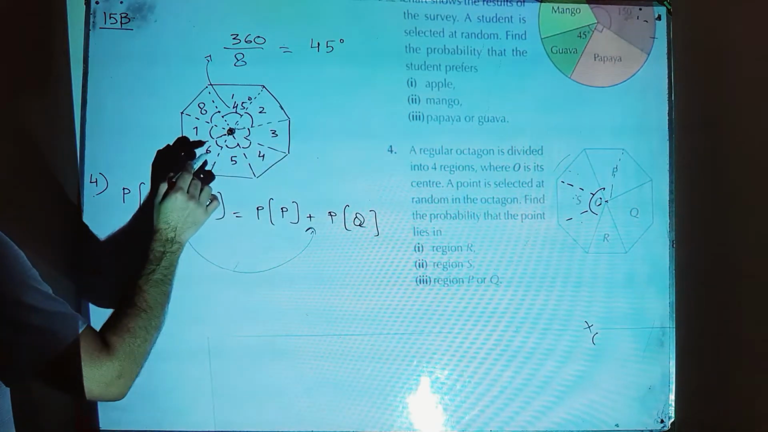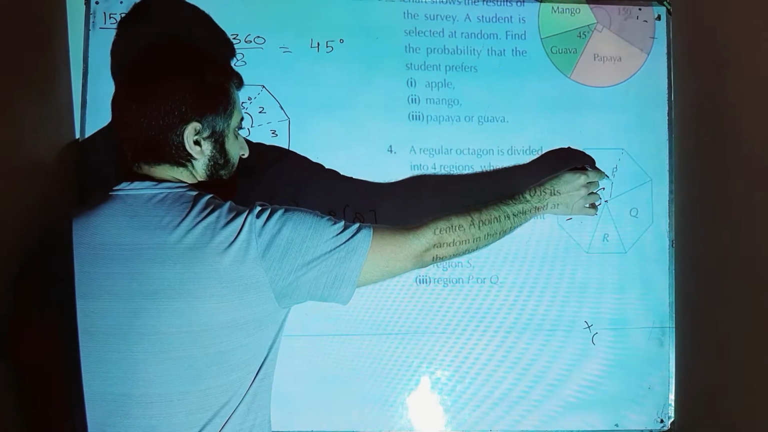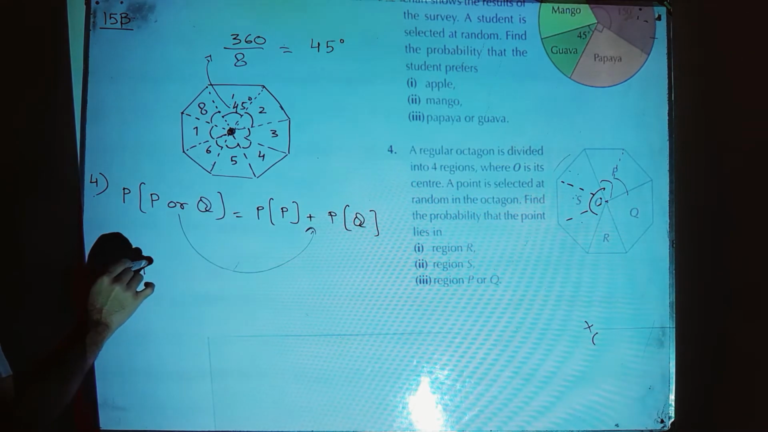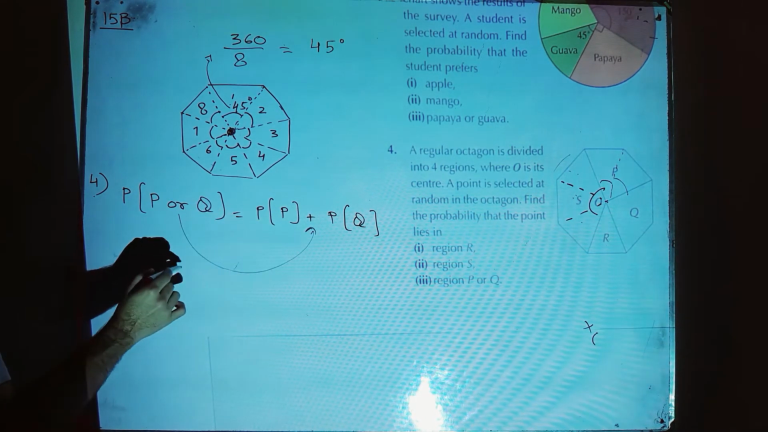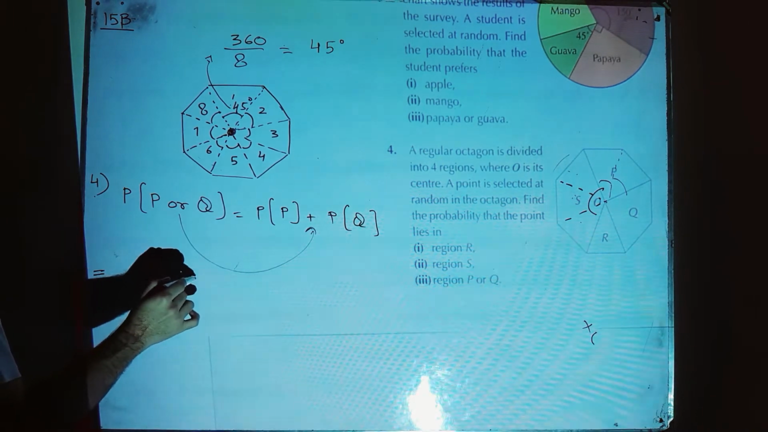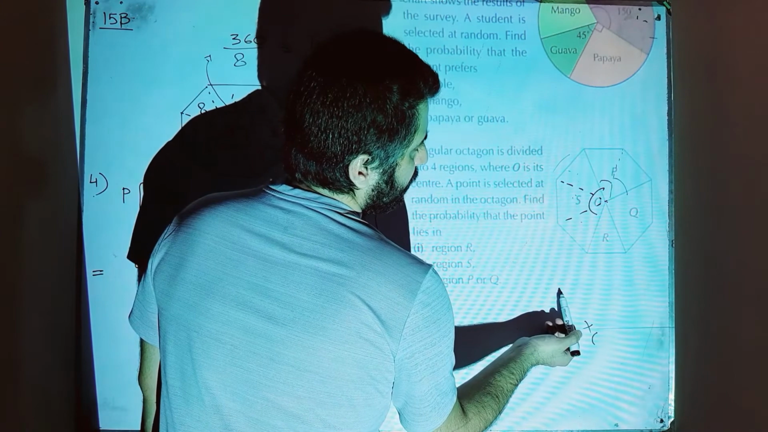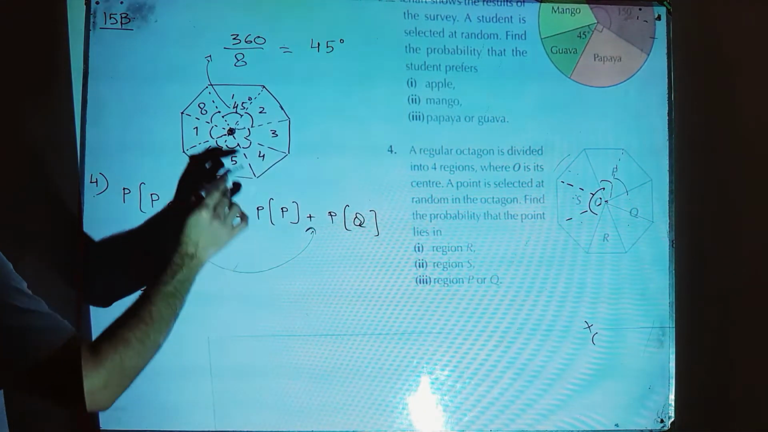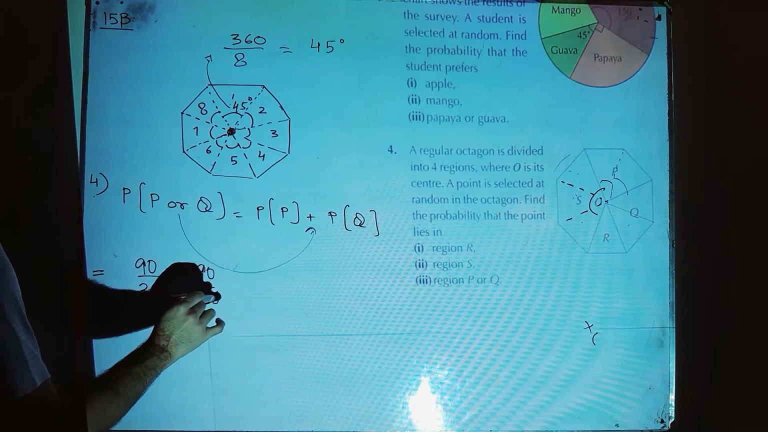1 and 1, 2. So one sector has 45 angles, so two sectors each 45 and 45, 90. And total angle is 360. This is the probability of landing your point in the region P plus the probability of having your point in Q. How many sectors are being covered in Q? 1, 2. And you know each sector has the same angle. So again, 90 by 360.